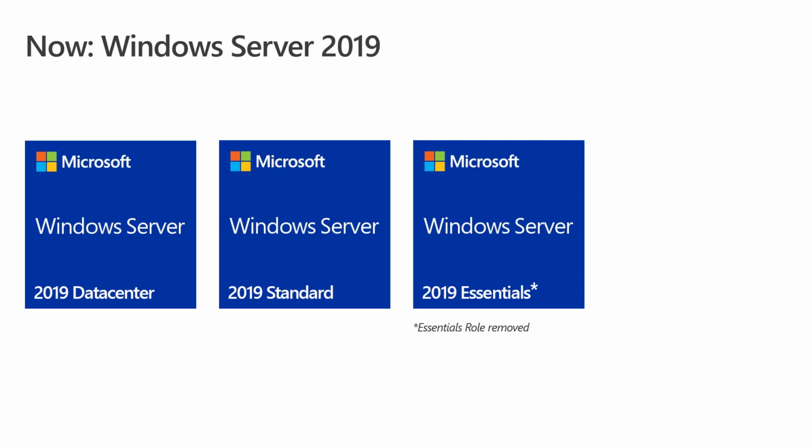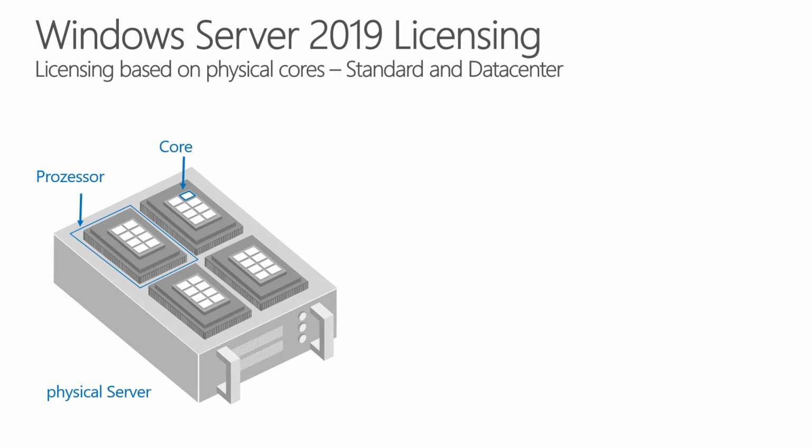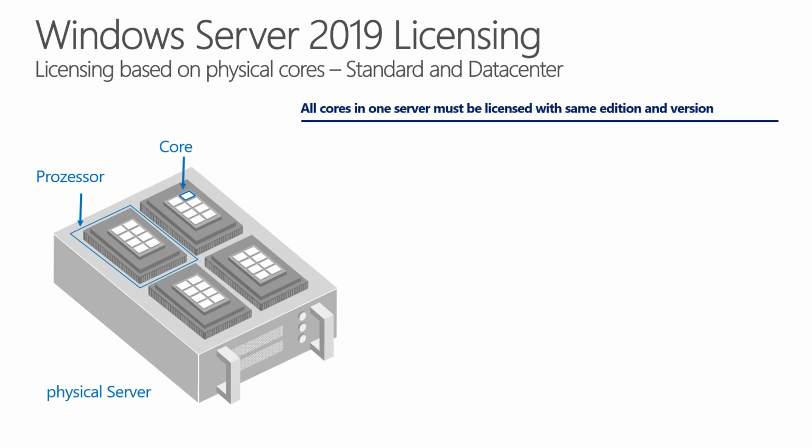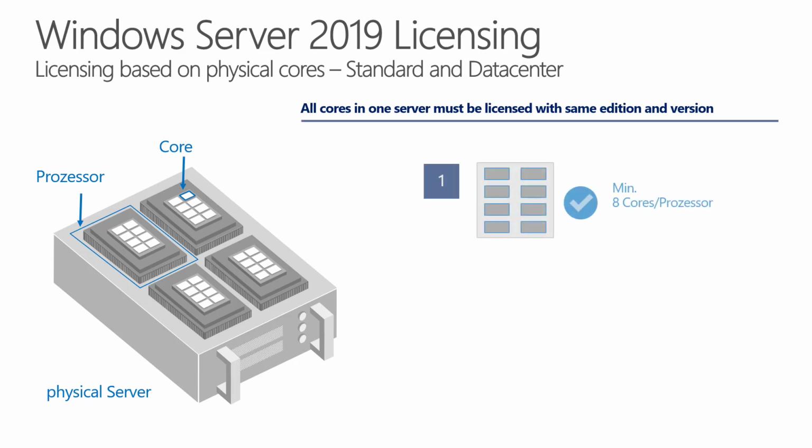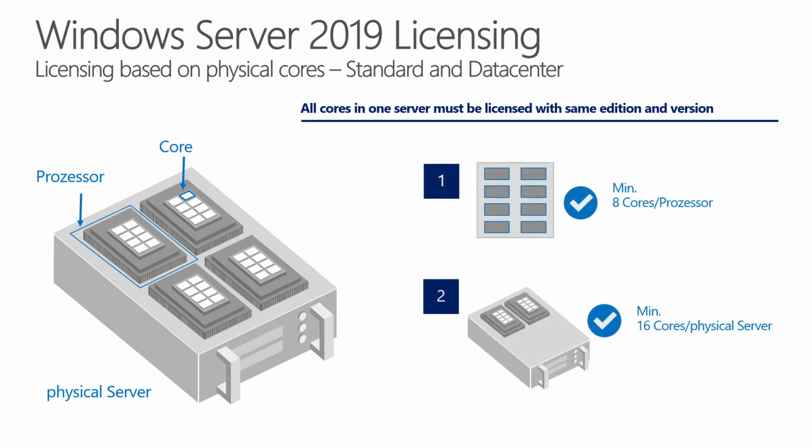Let's look in detail at this licensing of Server Standard and Datacenter. We have to license all cores in a server with the same edition and version. We have to license a minimum of 8 cores per CPU socket, and we have to license a minimum of 16 cores in each physical server.